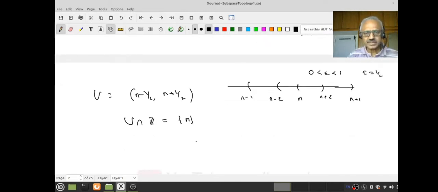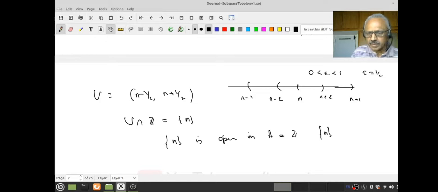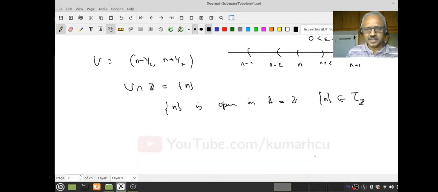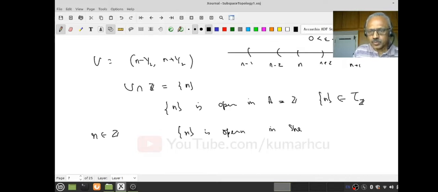Do you understand this? So what do you think I have proved? Okay, I have proved that singleton n is open in A, that is in Z. That is, singleton n is in tau Z. Do you follow that? Because n is an open set intersected with Z. You got it, right? Therefore, in other words, this n is arbitrary. Therefore, what I have done is every singleton n is open in the subspace topology.